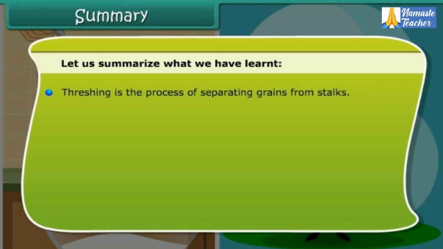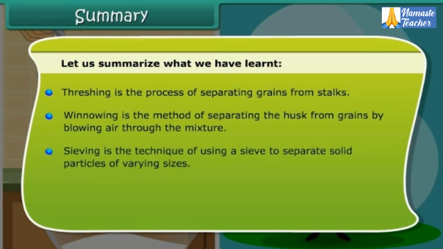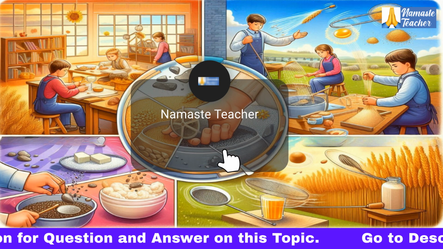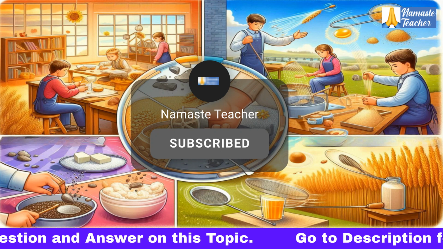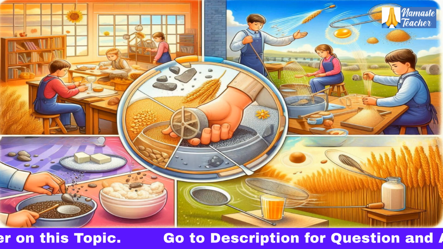Threshing is the process of separating grains from stalks. Winnowing is the method of separating the husk from grains by allowing air through the mixture. Sieving is the technique of using a sieve to separate solid particles of varying sizes. In this video, we explored the need and methods of separating substances, including hand-picking, churning, threshing, winnowing, and sieving.